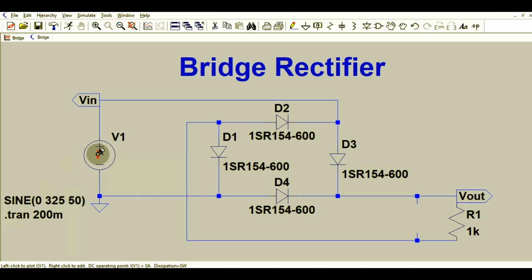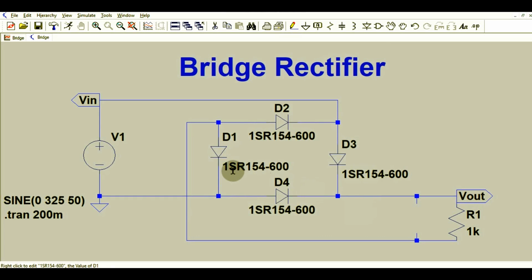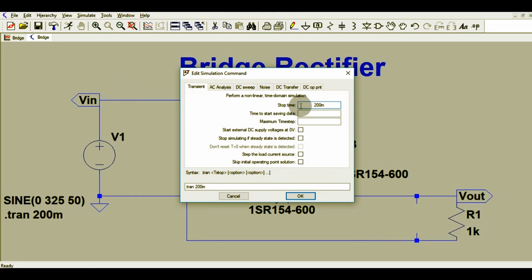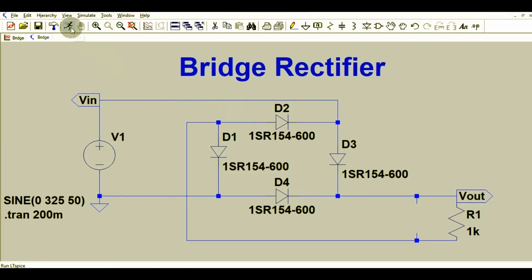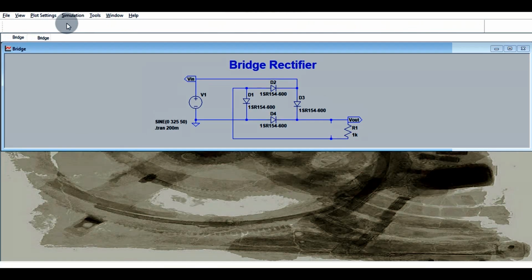And here I will show you the source voltage. So DC offset voltage is 0. You have to select here sine pulse, then DC offset voltage is 0, and amplitude is 325 and frequency is 50 hertz. Okay, so if you want to run your transient analysis, go simulate, edit simulation command, and for this simulation I've selected the transient time as 200 millisecond, right? So now I will run the simulation.